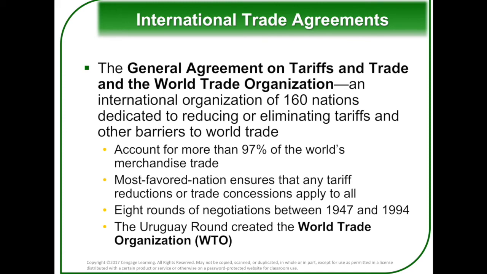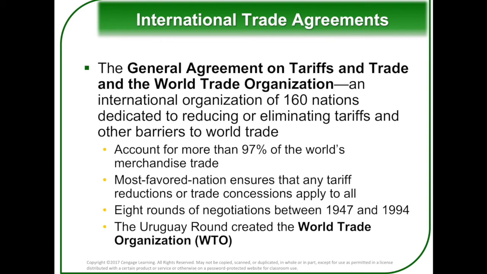Most favored nation ensures that any tariff reductions or trade concessions will apply to all. They have what they call rounds of negotiations starting in 1947, and every so many years they have a new one when the time comes and they need to edit and change these rules. At the time of this book writing, I think they said 1994 had been the last one.